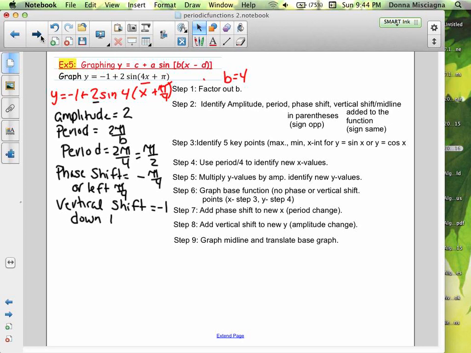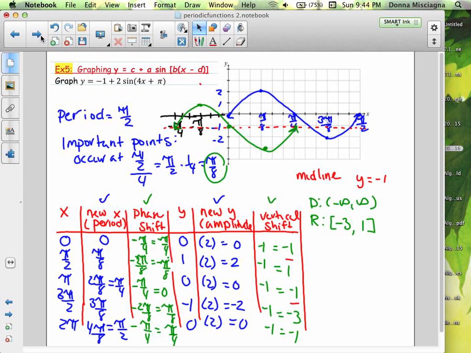So once you get the hang of it, it's really not very difficult because you do the same steps over and over again. This is as difficult as this graph could become. There's nothing more complicated I can do to this graph. So if you can graph this one, you can graph sine and cosine.